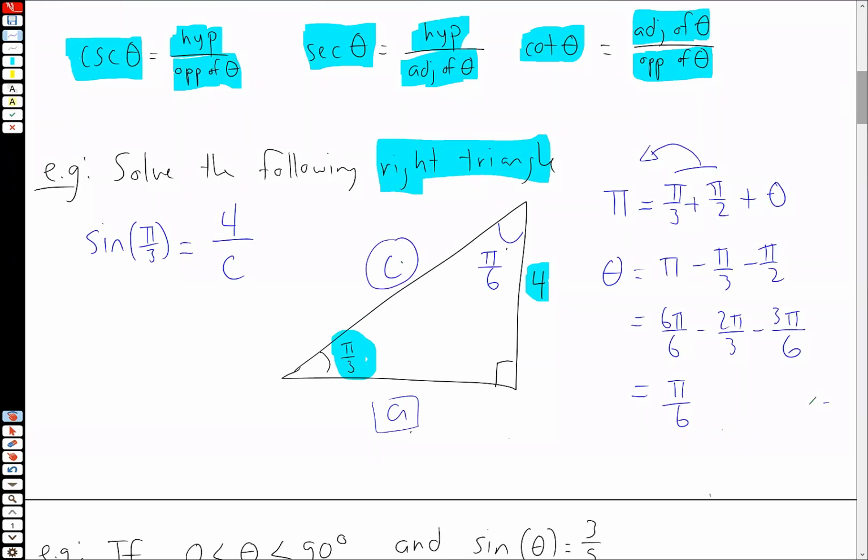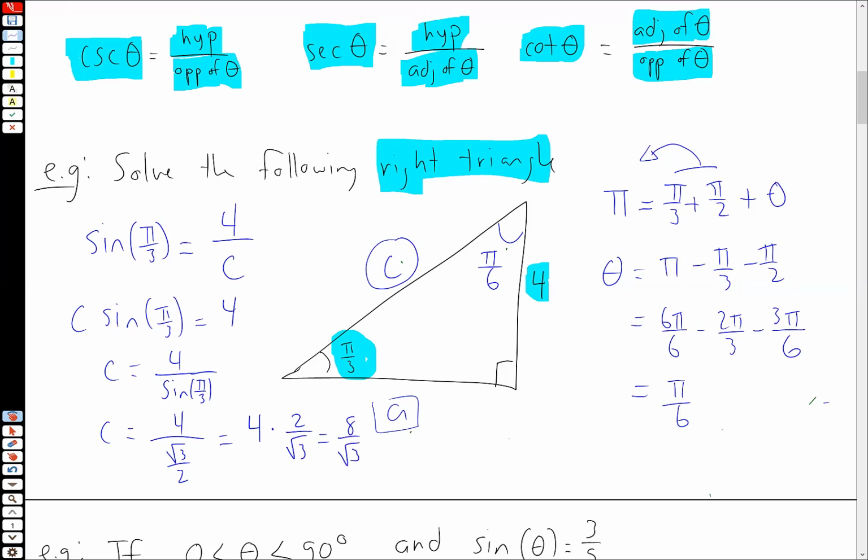So what does that mean? Multiply both sides by C: C sine of pi over 3 is equal to 4. C is equal to 4 over sine of pi over 3. Now, what is sine of pi over 3? Sine of pi over 3 is square root 3 over 2. Remember, when you divide by a fraction, it's like multiplying by the reciprocal. So this is 4 times 2 over square root of 3, which is 8 over square root 3. So our hypotenuse in this case is 8 over the square root of 3.